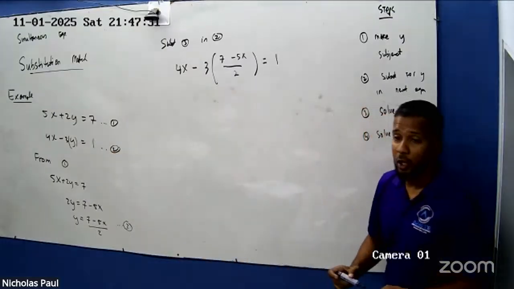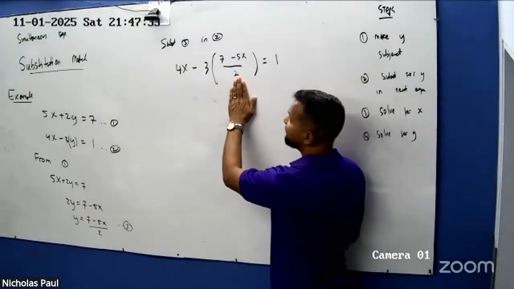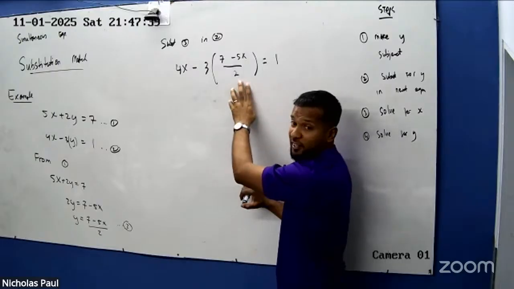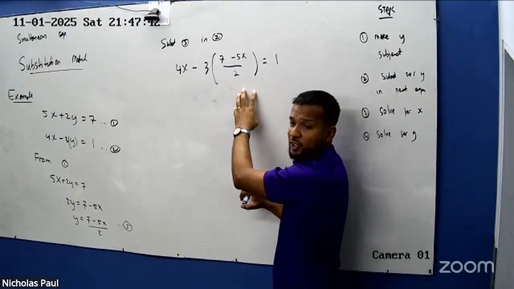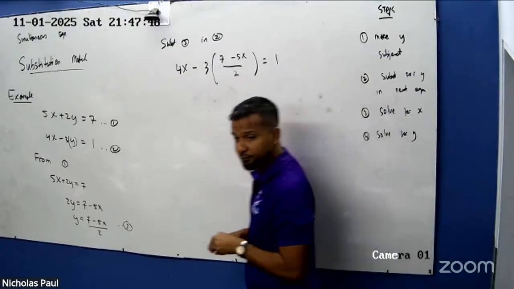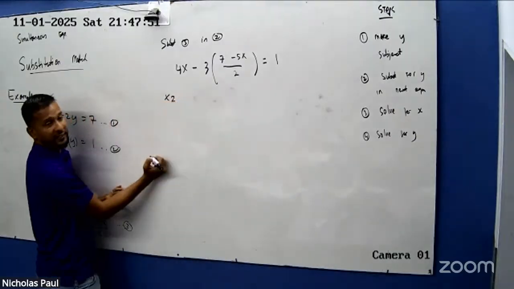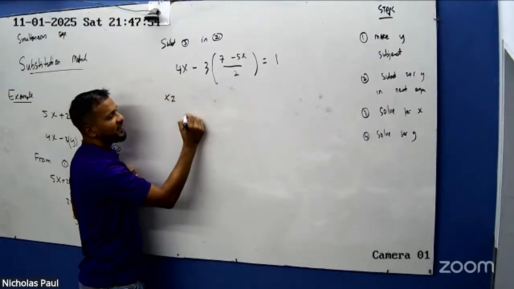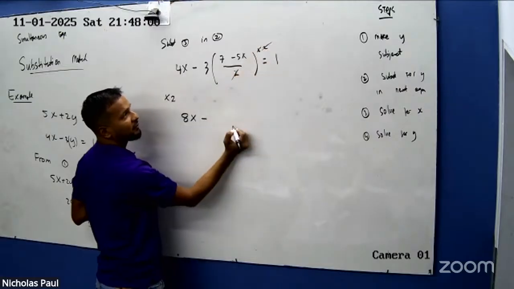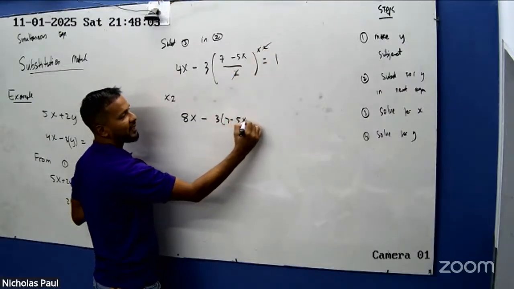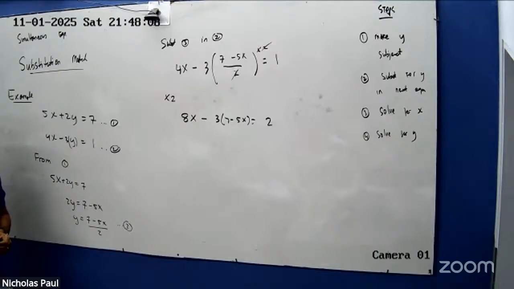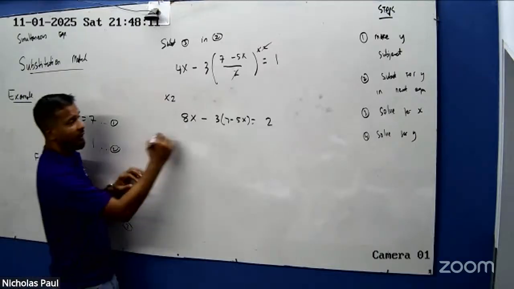Right. How do we get rid of the fraction now? This fraction here making this whole thing look a little bit hard. So I have to get rid of the fraction first. To get rid of the fraction, we're going to multiply every single term by 2. So we're going to multiply everything by 2. 2 by 4x is 8x. 2 by this, the 2's will cancel. So I'll end up with 3 by 7 minus 5x. 2 by 1 is 2. That's okay?